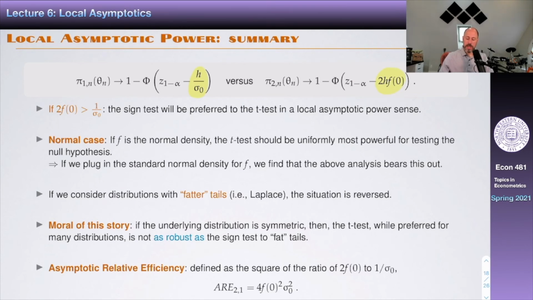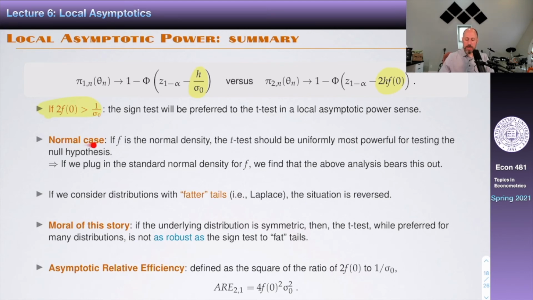h. Okay, and in particular, as I wrote here, if 2 times the density at 0 is greater than 1 over sigma naught, the sign test will be preferred to the t-test in a local asymptotic power sense. This is just saying, look, the higher this number, the higher the power is. And so since both are being multiplied by h, when 2f(0) is greater than 1 over sigma 0, then the sign test is going to do better.